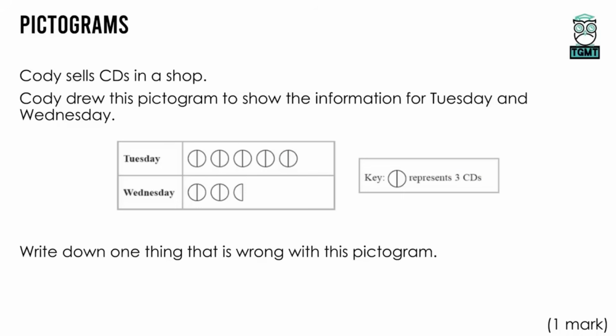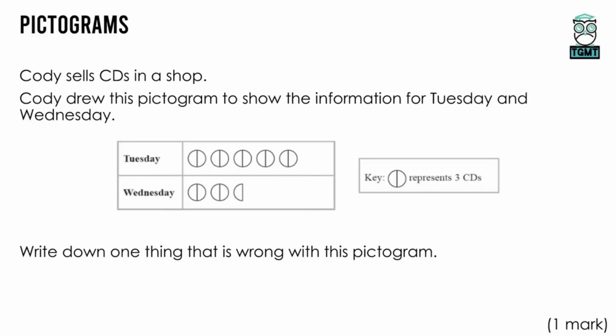Now we're looking at a pictogram. It's really important with a pictogram that we have an accurate key. This particular question here says write down one thing that is wrong with this pictogram. Now looking at it, the pictogram is drawn properly and the key is drawn nice and neatly. So there must be something wrong with this key.